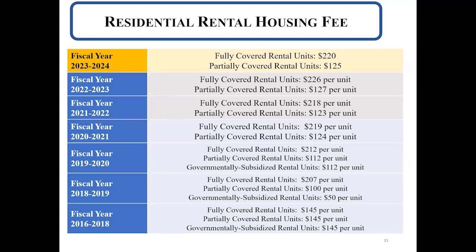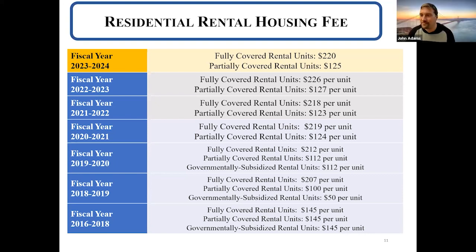Who establishes them, you said? Sorry, the fees are adopted by City Council and the rent board accepts them.